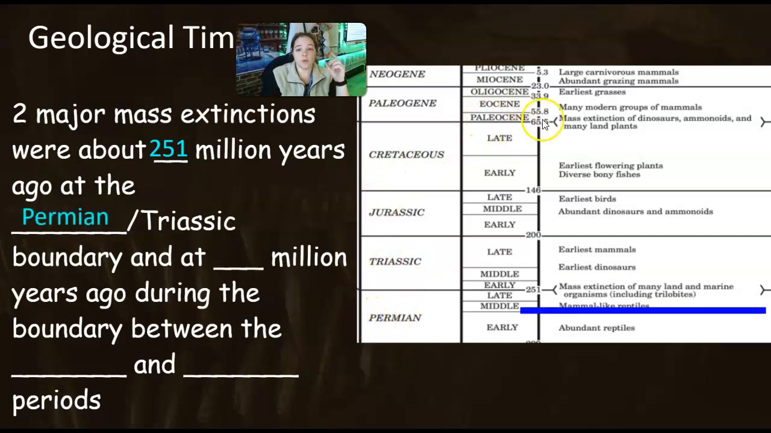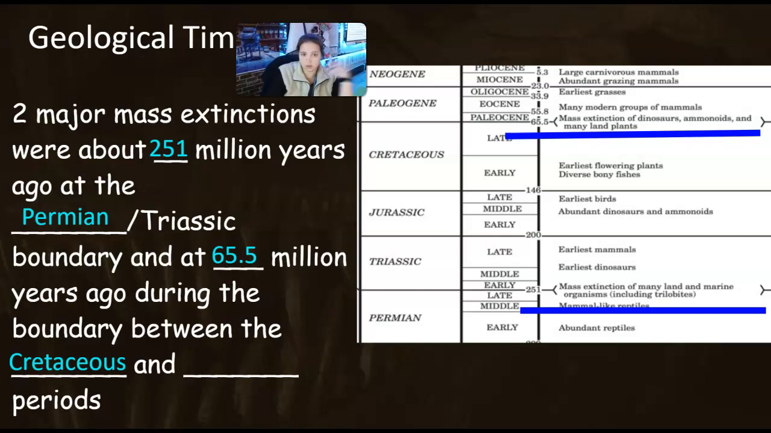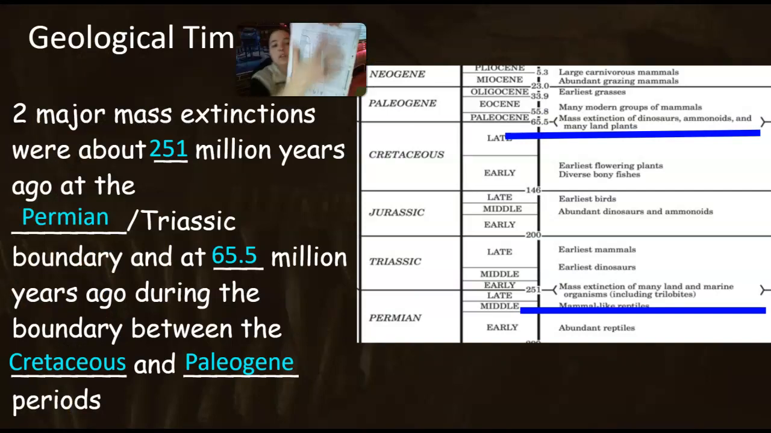And then the next one, if we go a little bit closer to us, is 65.5 million years ago, between the Paleogene and Cretaceous. And that's where all the dinosaurs and the ammonites and a lot of land plants became extinct. And all this information you can gather just from this one side.